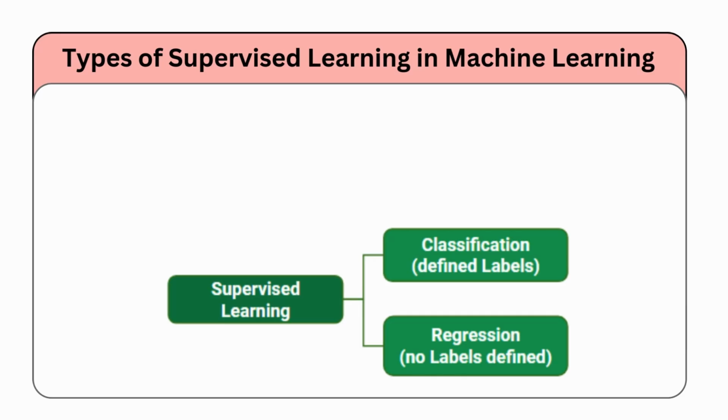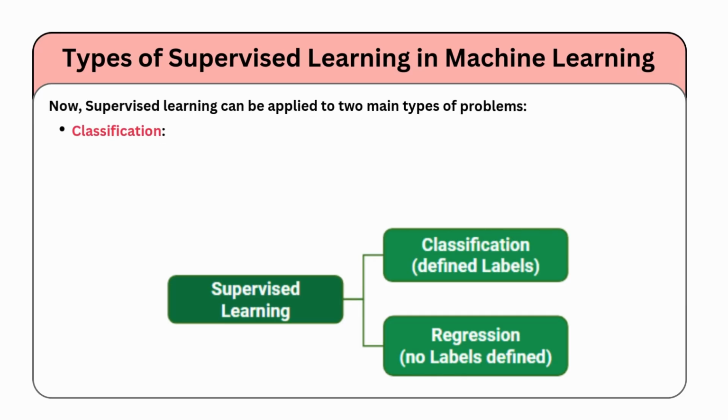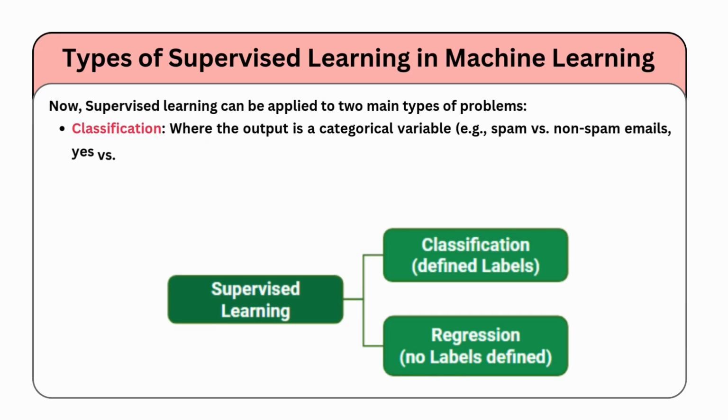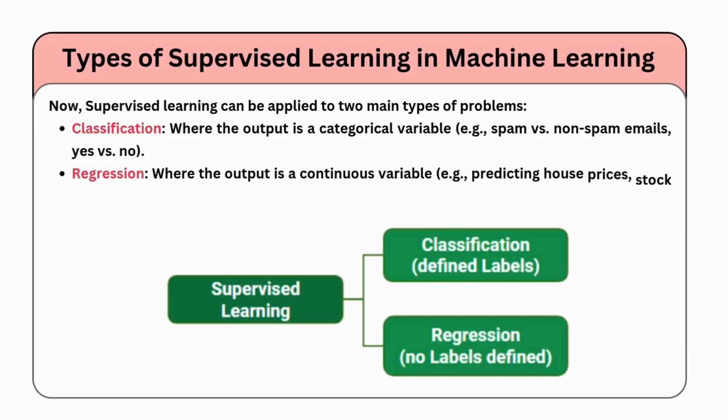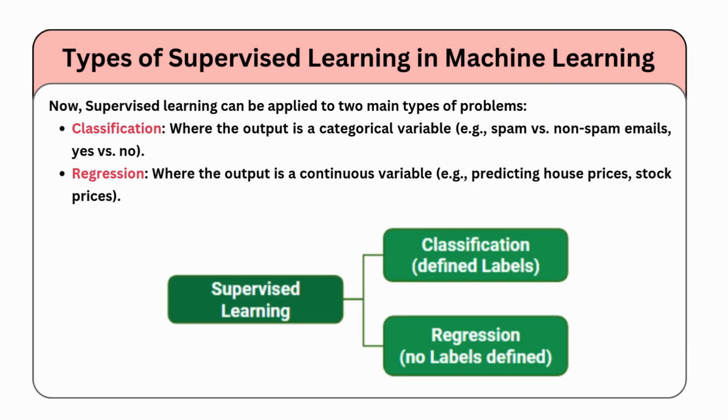Now, supervised learning can be applied to two main types of problems. Classification, where the output is a categorical variable, for example spam versus non-spam emails, yes versus no. Regression, where the output is a continuous variable, for example predicting house prices, stock prices, etc.